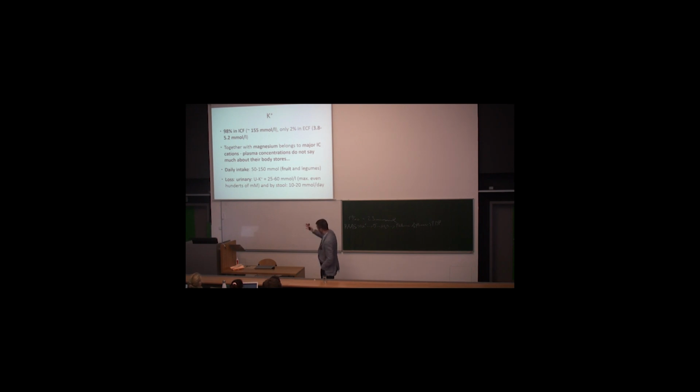Some numbers about the intake and losses. So per day, you have an intake between 50 and 150 millimoles. It's quite rich in fruit and vegetables. That means, for example, we typically mention bananas, apricots, and I think also avocado. It's quite big, yes? But when was your last time to eat avocado? Yesterday, that's good. We typically eat more bananas, yes? But especially fruit, if you say.